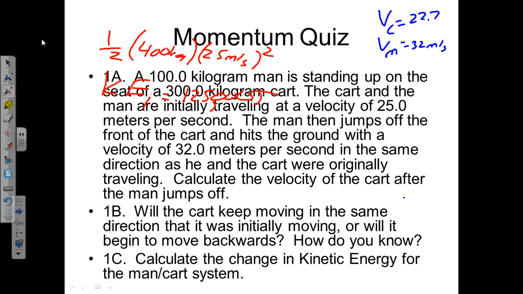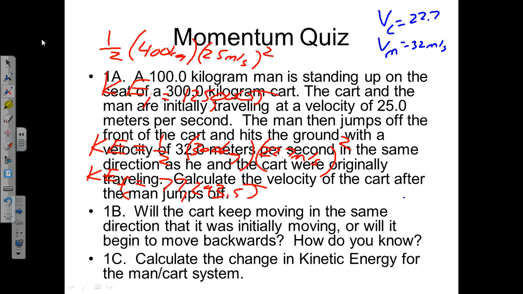Well, the kinetic energy at the end, we need to calculate the cart's and the man's kinetic energy separately. So let's do the cart first. 1/2. The mass of the cart is 300 kilograms. At the end of this problem, the cart is going 22.7 meters per second. I've got to square that. 1/2 mv squared. So the final kinetic energy of the cart, we'll call that KEFC, is 77,293.5 joules.